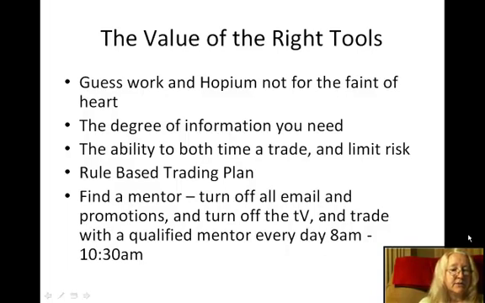And so there would be a brief discussion here, taking the guesswork and hopium out. It's not for the faint of heart. So, et cetera, et cetera. I'm just going to read here so that I can get some timing down. The degree of information you need, the ability to both time a trade and limit risk, rule-based trading plan, finding a mentor. So you'll need to turn off your email and all your promotions and turn off the TV and trade with a qualified mentor every day from 8 to 10:30.